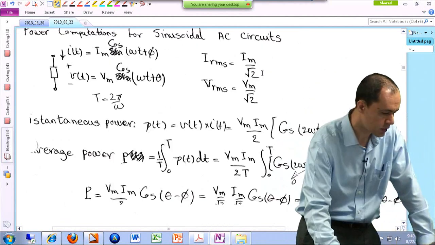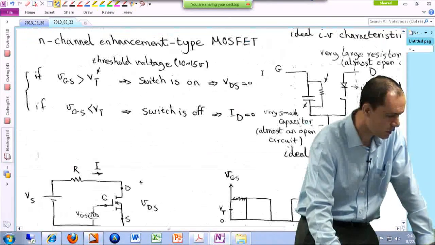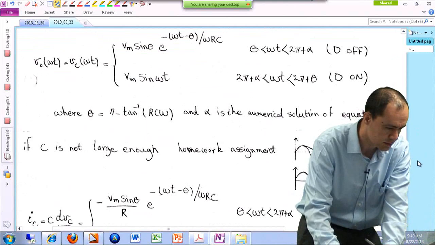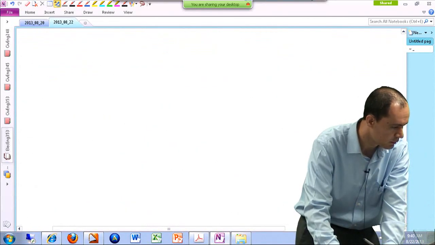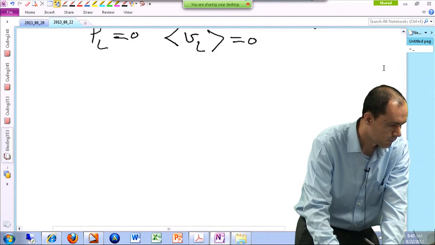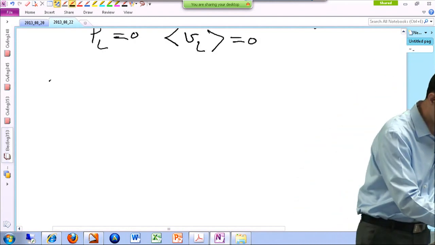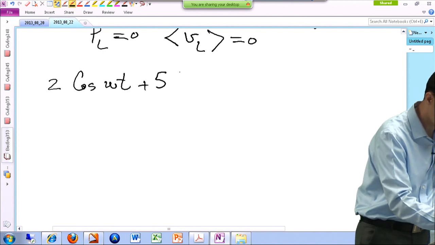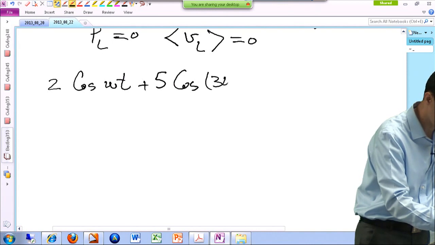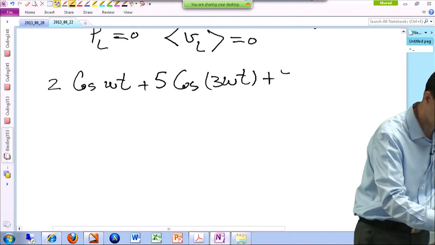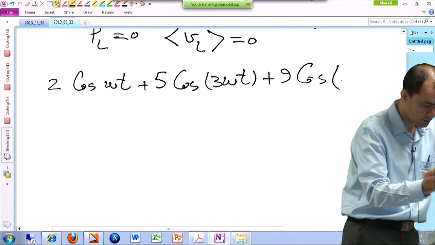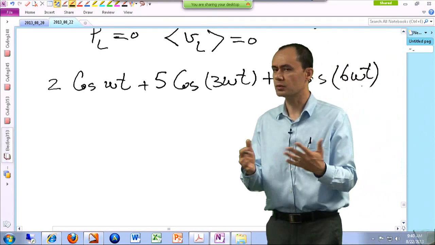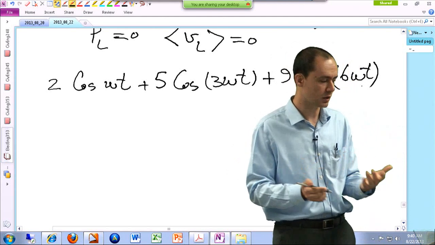So let me give you an example one more time. Let's say we are trying to find the RMS value of this signal. Okay, so let's say we have a signal like this: 2 times cosine of omega t plus 5 times cosine of 3 omega t plus, I don't know, 9 times cosine of 6 omega t. So let's say this is a signal. It could be a voltage, it could be a current, doesn't matter. It's just a signal we have measured, and we want to find its RMS value.